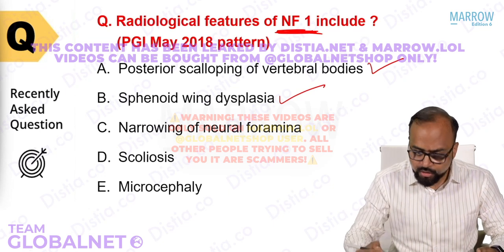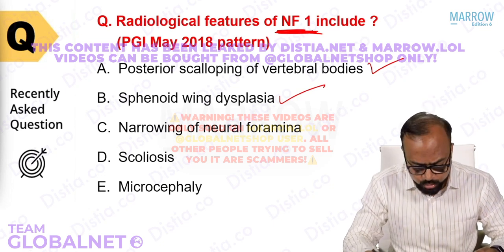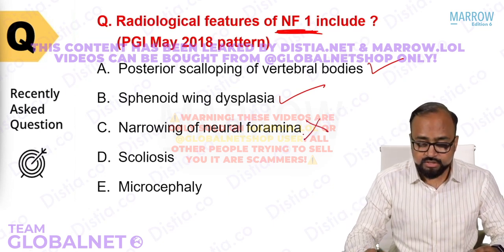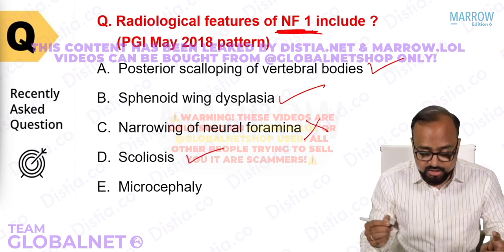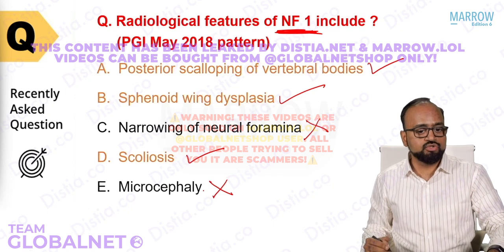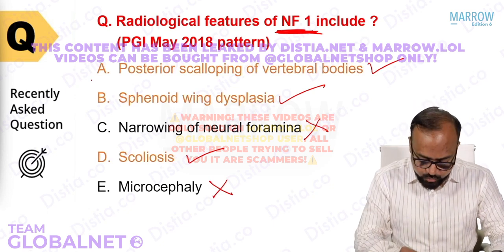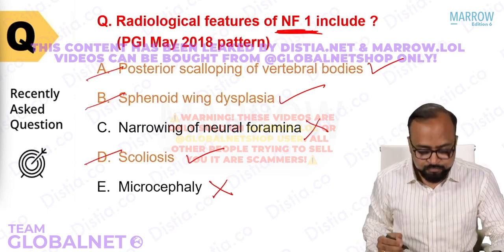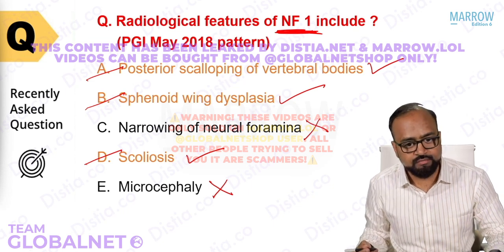Is there narrowing of the neural foramina? No, that is not seen, right? We have not discussed this. Is there kyphoscoliosis? Yes, it is seen. Is there microcephaly? No, we did not discuss this. So what is seen in NF1 is posterior scalloping, sphenoid wing dysplasia, and kyphoscoliosis. This is something that we have seen.